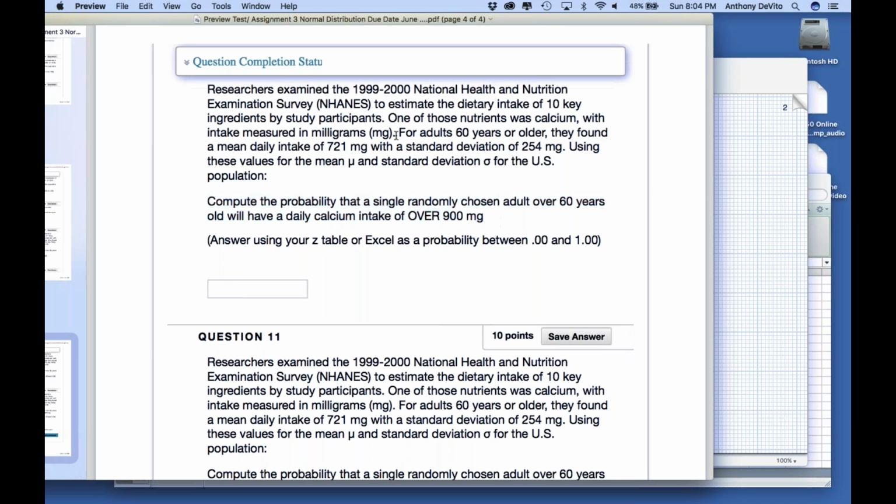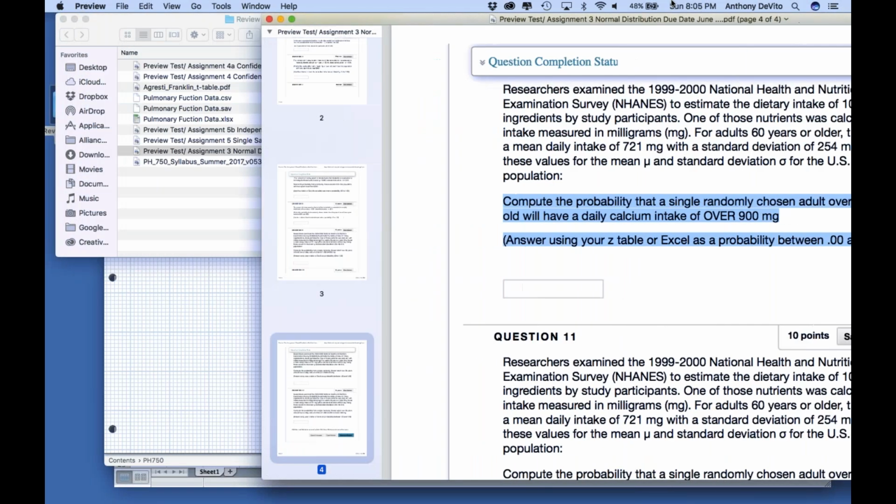Well, first of all, they gave us the mean and the standard deviation for the entire population, both the mean and the standard deviation. So we actually know all about this population. Presumably it's such a big study that we're going to assume that's the true mean. In order to calculate the probability that a single randomly chosen adult over 60 years old would have a calcium intake of over 900 milligrams, well, this is a normal distribution problem.